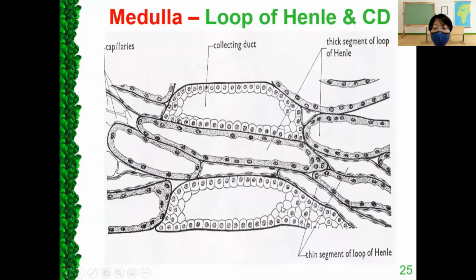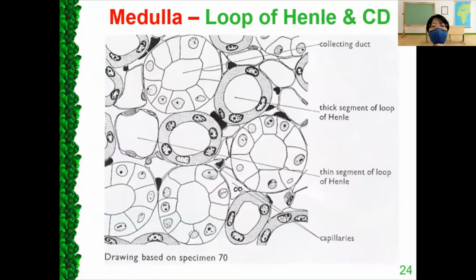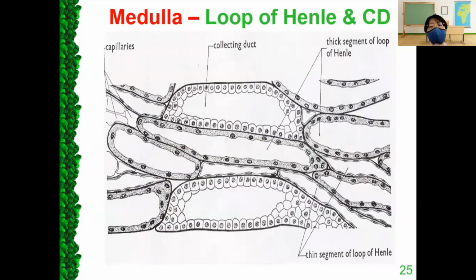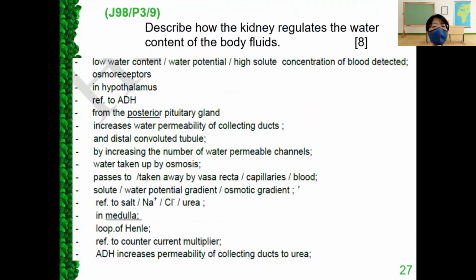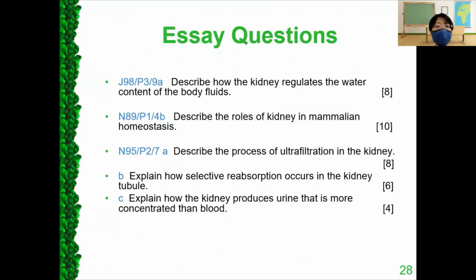Okay, so this diagram is for you to learn the structure. This is a longitudinal section, and this is a transverse section of the tube. These are essay questions and answers, so you read them at your own time to go through the important points. Same for this one. Can you see they underline the word posterior? If you don't write posterior, you don't get a mark for pituitary gland. So these are some of the essay questions.